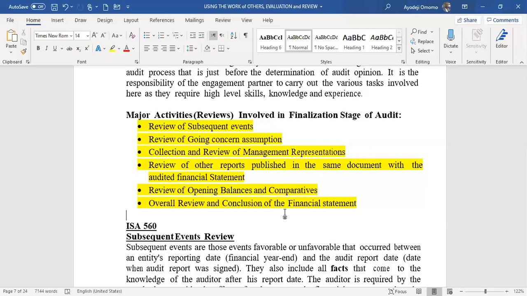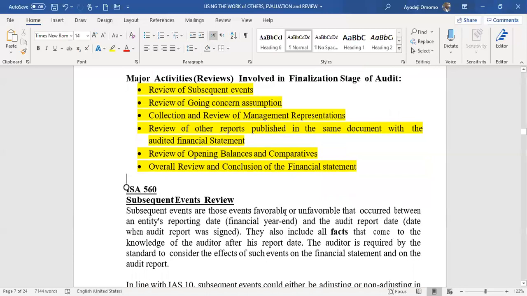So what we are saying is that the auditor must review the financial statement to be sure that the entity will continue as a going concern. Then you also need to collect management representation in certain areas. I will tell you the meaning of that. Then review other reports that are published in the same document with the audited financial statement.